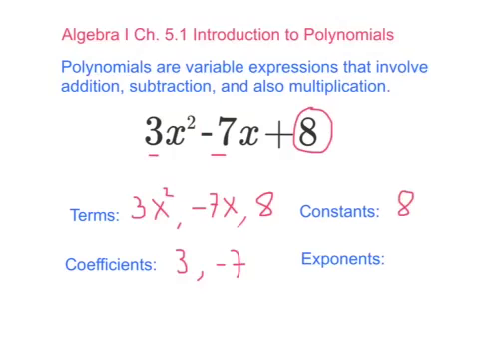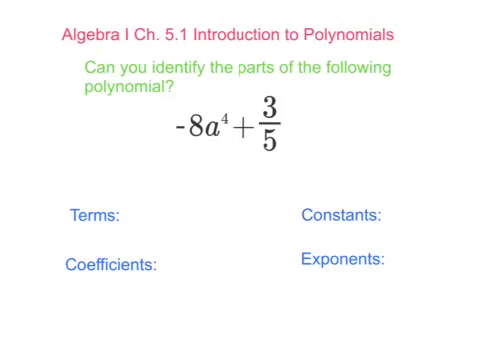Finally, the terms containing variables of the polynomial also have exponents, and these exponents particularly must be whole numbers, that is 0, 1, 2, 3, 4, 5 and so on. So what are the exponents of this polynomial? Okay, we can clearly identify them as 2 and an invisible 1, right? So we can also list the exponents here, which would be 2 and 1. So these are the parts of a polynomial: terms, coefficients, constants, and exponents.